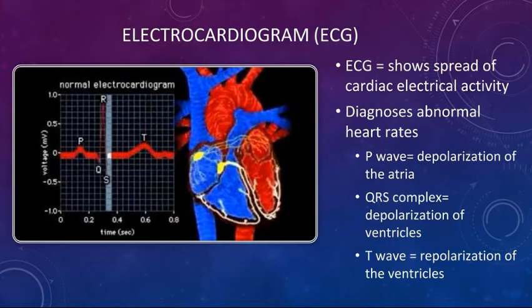An electrocardiogram, or ECG, shows the spread of electrical activity through the heart. An ECG can help diagnose abnormal heart rates and arrhythmias. The P wave is caused by depolarization of the atria. The QRS complex is caused by depolarization of the ventricles, which hides the repolarization of the atria. And the T wave is caused by repolarization of the ventricles.